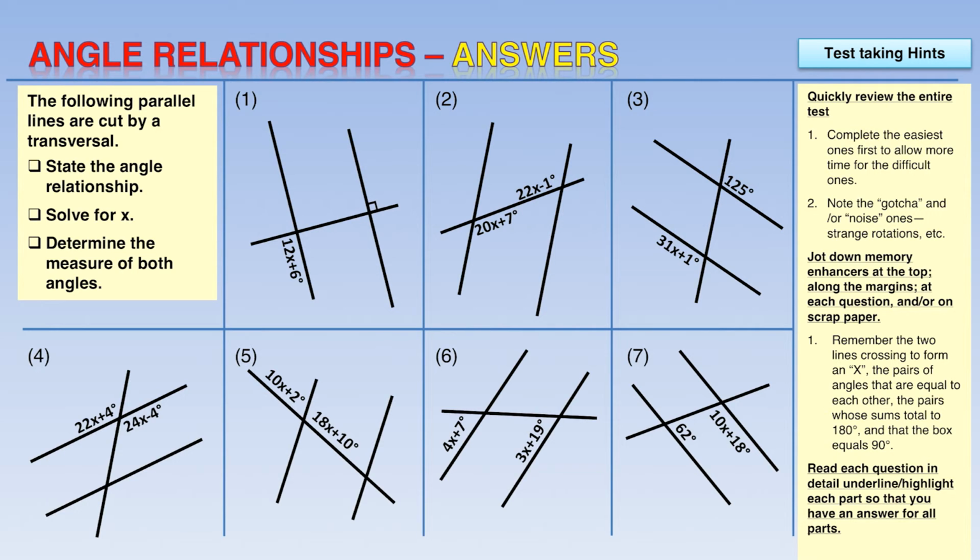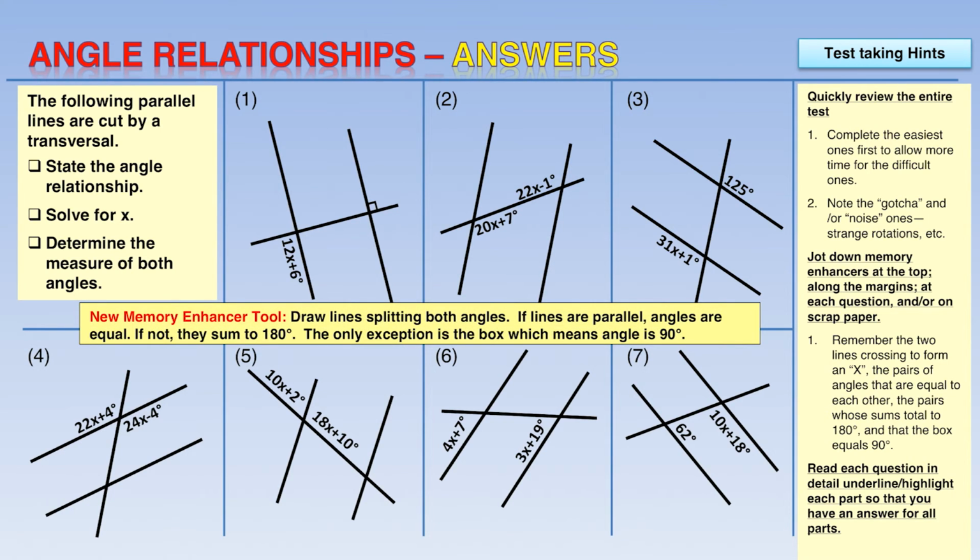Okay, here's some test taking hints on the right side. Go through those. On the left side, in the yellow box, each of the questions has 3 things to look for. One is state the angle relationship, solve for x, and determine the measure of both angles. Here's our new memory enhancer tool that will help us in determining whether we should set up the equations as being equal to each other or summing to 180 degrees. I love this tool.